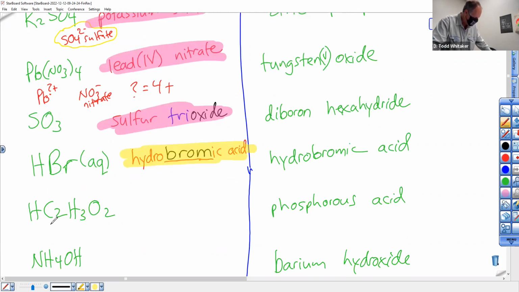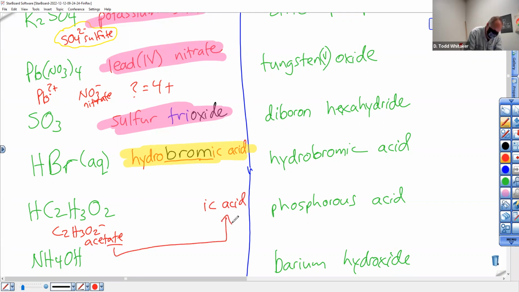Next one down is another acid. How do you know it's an acid? H listed first. This one's a weak acid. And you do need to know this ion is called acetate. And you do need to know those also end with ic acid. ATE ions become ic acids, but you don't put hydro in front. Okay? This is with a polyatomic. You just name the ion without the ATE. There's your answer.